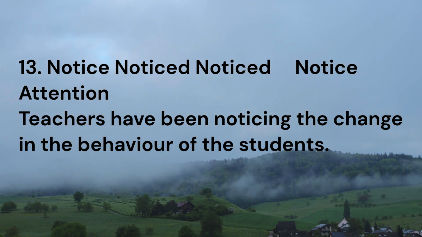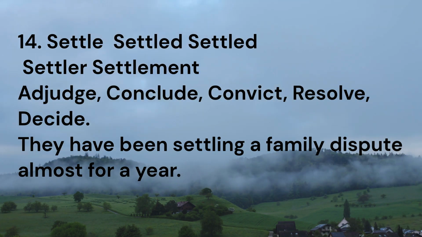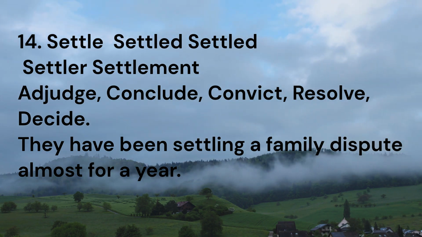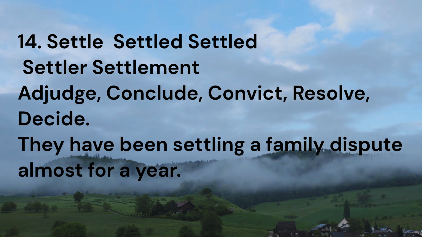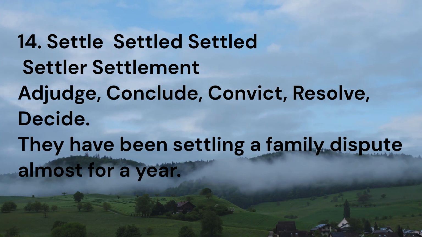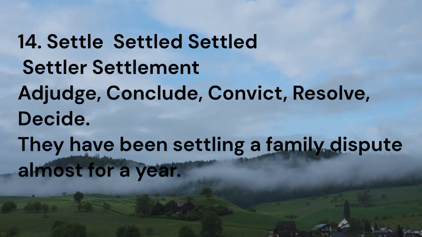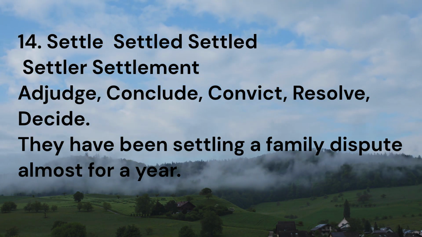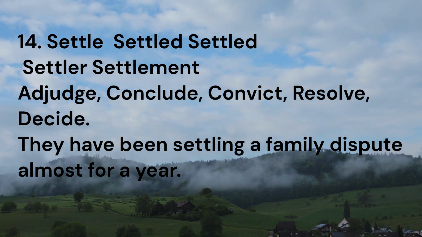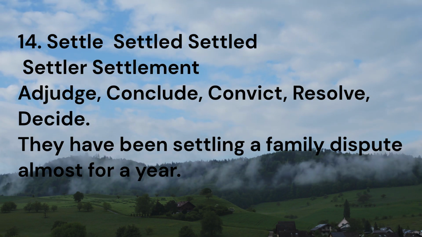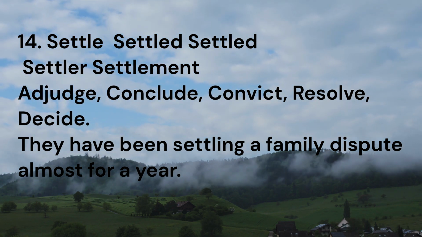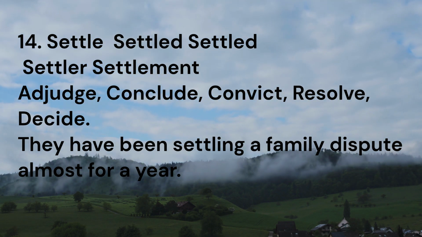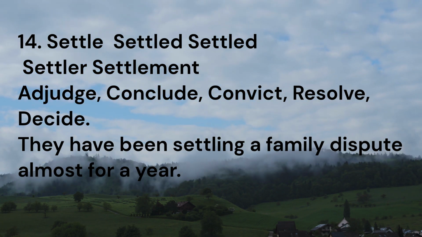And the next word is settle. The three forms of it are settle, settled, settled. The noun forms of it are settler, settlement. The meanings of this word are adjudge, conclude, convict, resolve, decide. An example for this is, they have been settling a family dispute almost for a year.